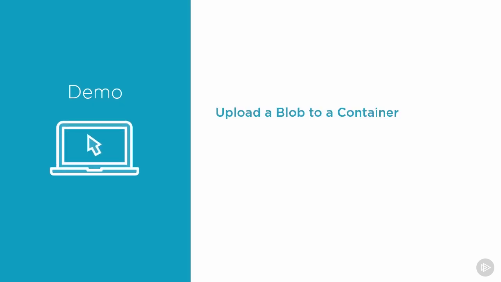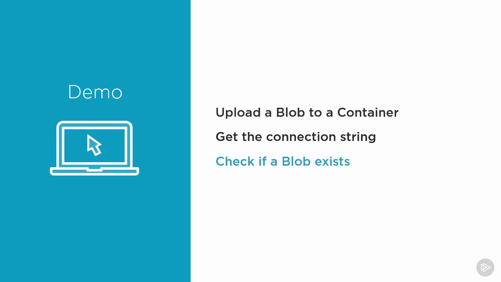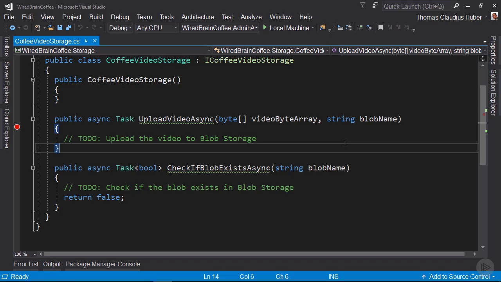Storage. Let me show you now in a demonstration how to upload a blob to a container in .NET, how to get the connection string from the Azure portal, and how to check in .NET if a blob exists already in blob storage. Let's switch to Visual Studio. Here I've opened the Coffee Video Storage class of the Wired Brain Coffee solution. Now let's implement the Upload Video Async method.